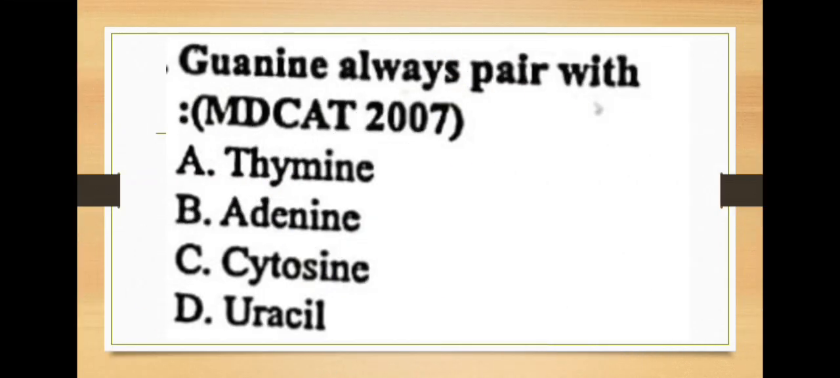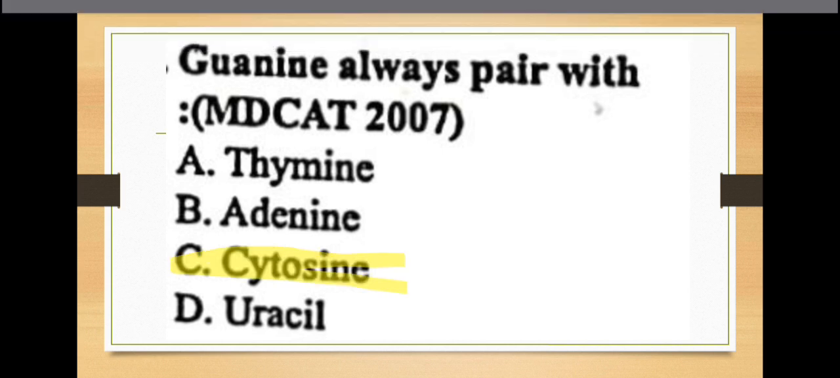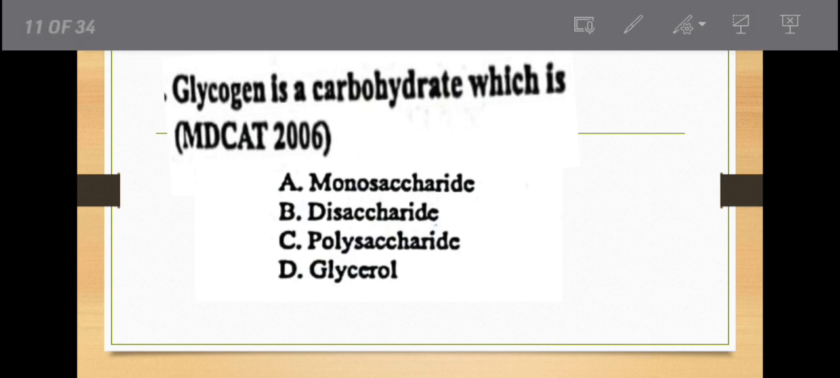Guanine always pairs with, MDCAT 2007, A thymine, B adenine, C cytosine, D uracil. Guanine pairs with cytosine. C option is the correct. Glycogen is a carbohydrate which is, MDCAT 2006, A monosaccharide, B disaccharide, C polysaccharide, D glycerol. Glycogen is a polysaccharide which is stored in the liver.